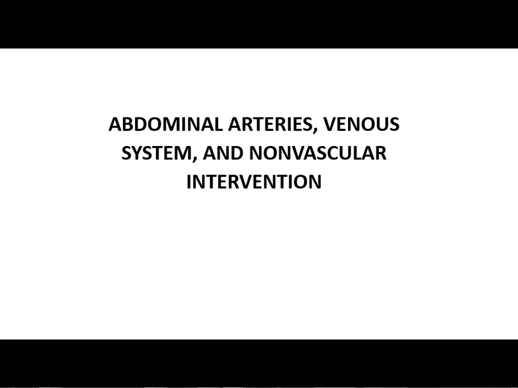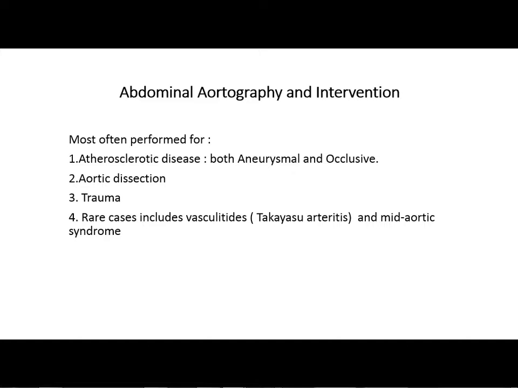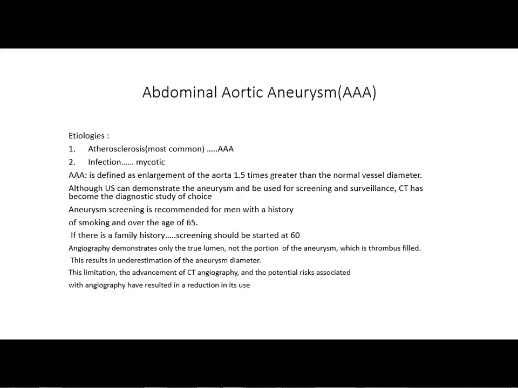Good morning. Abdominal artery, venous system, and non-vascular intervention. Abdominal aorta and its branches, abdominal aortography and intervention, renal angiography and intervention, splenic angiography and intervention, hepatic angiography and mesenteric angiography. Abdominal aortography and intervention is most often performed for atherosclerotic disease, both aneurysmal and occlusive, aortic dissection, and trauma. Rare causes include vasculitis like Takayasu arteritis and mid-aortic syndrome.